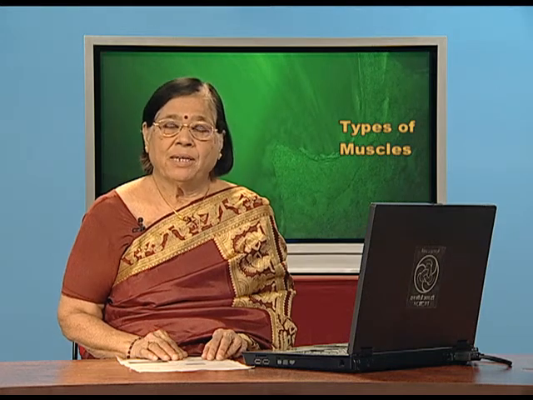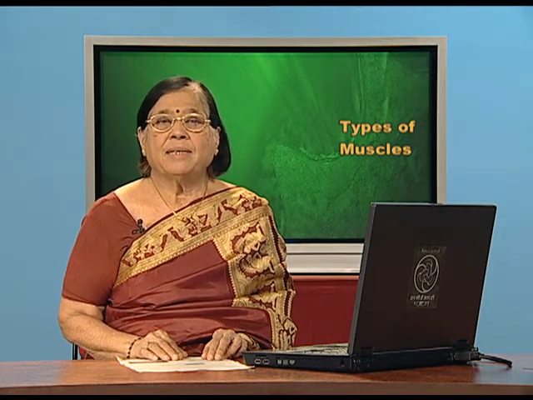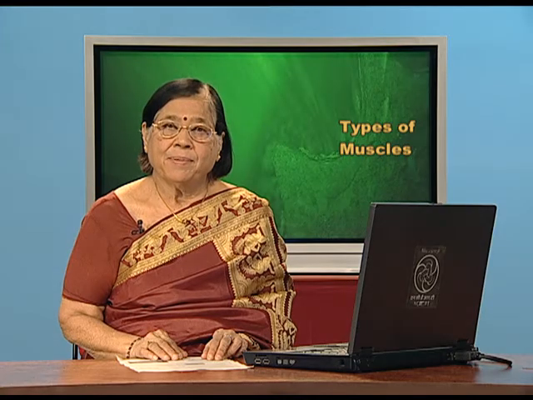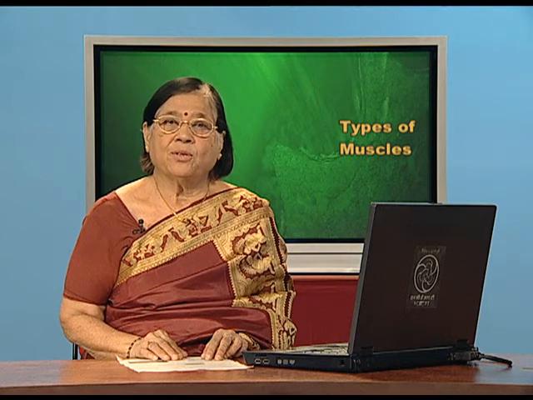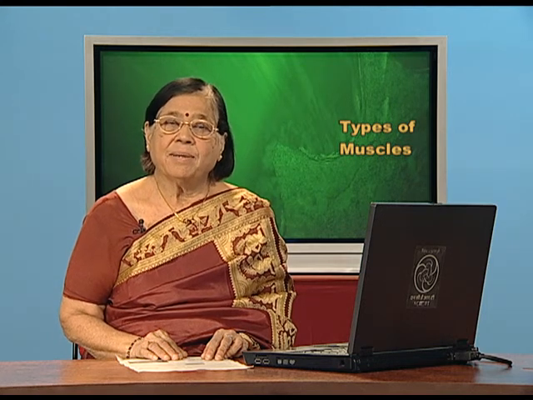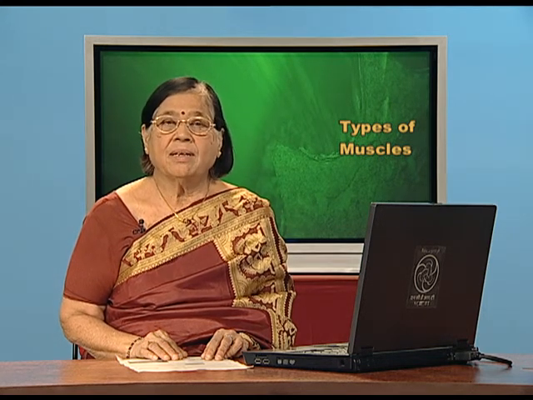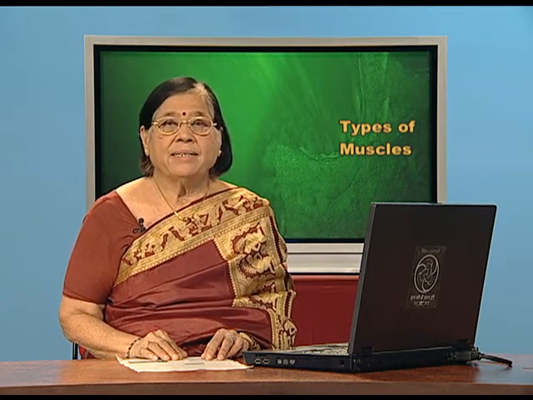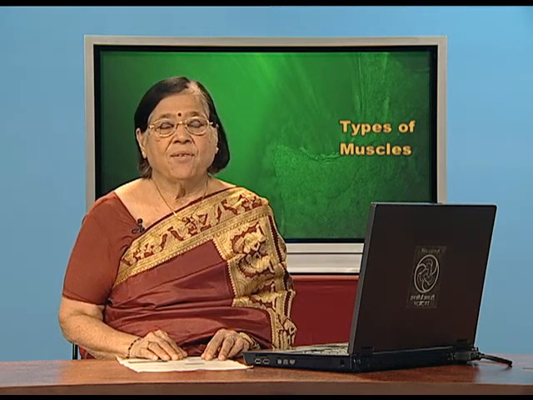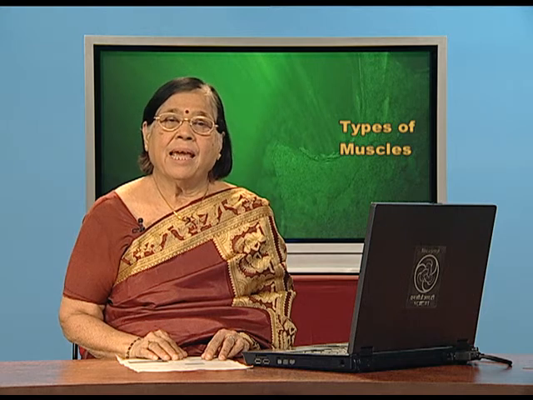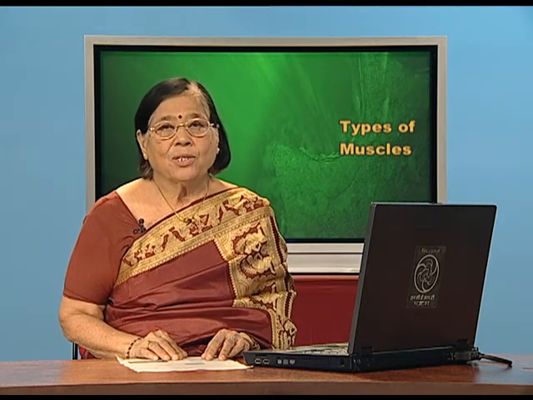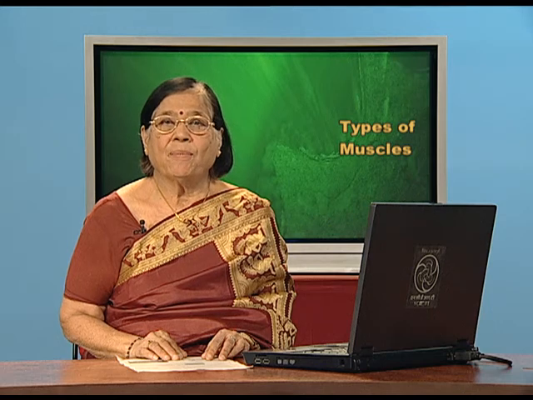So, children, you have understood the three types of muscles: the skeletal muscle, the visceral muscle, the cardiac muscle. You also know where they are present: skeletal muscle in association with the skeleton, visceral muscle in internal hollow organs, and cardiac muscle in the heart. And also we understand the voluntary and involuntary nature of muscles, and smooth muscles and the striped muscles. And also we have seen the structure of a muscle fiber.